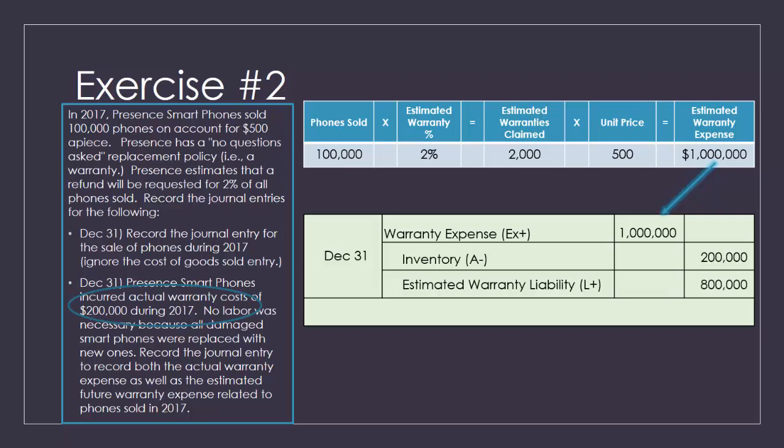So we're putting on our books at the end of this period, the year 2017, not only the expense that we expect to have for 2017 sales related to these warranties or these replacement policies, but also our estimation of a liability in the future, what we're actually going to have to pay out in the form of inventory. And we recorded our warranty expenses related to 2017 sales.